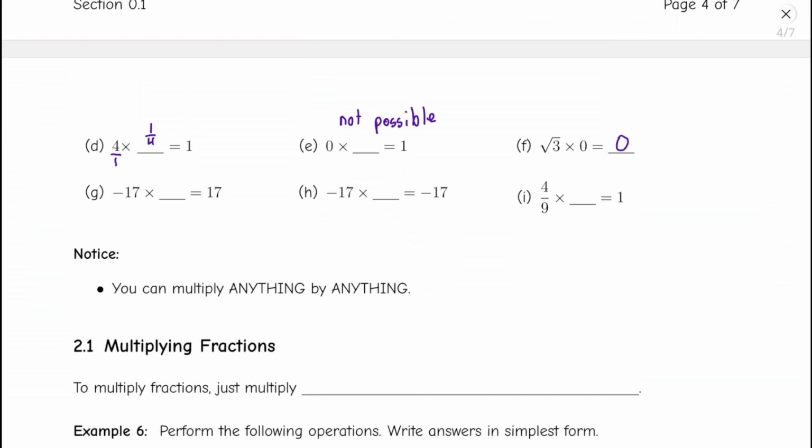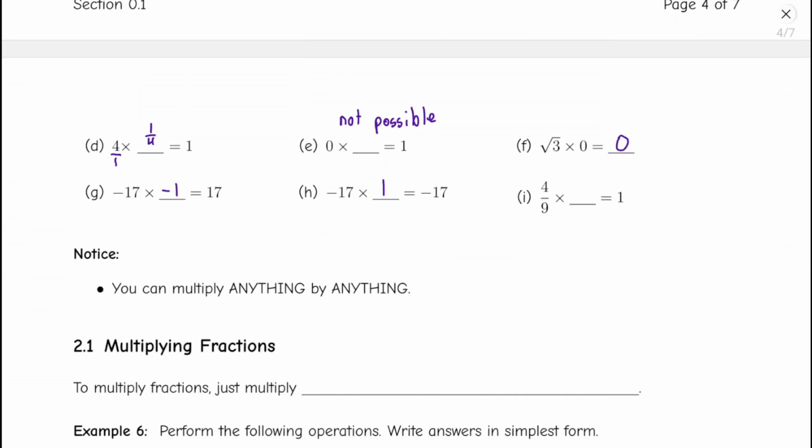Negative 17 times what equals 17? So this is what comes in handy, is knowing that 17 is the opposite of negative 17. And if you look up at the facts that we just said, to do that, you multiply by negative 1. Negative 17 times what equals negative 17? So what doesn't change? Well, that's the multiplicative identity, 1.